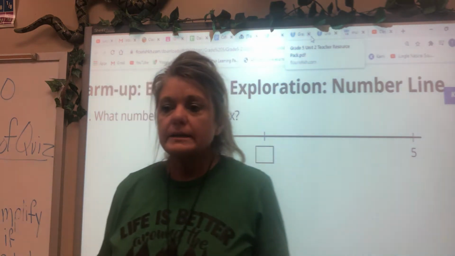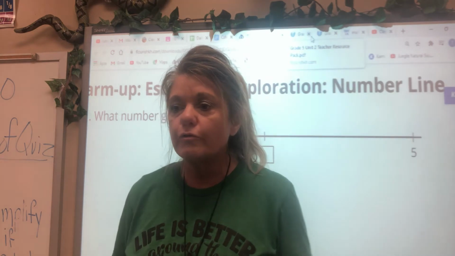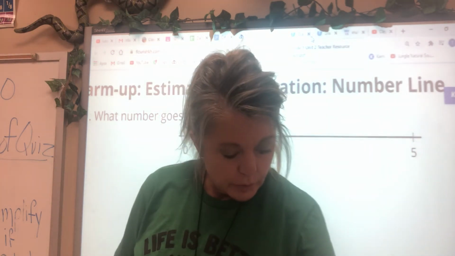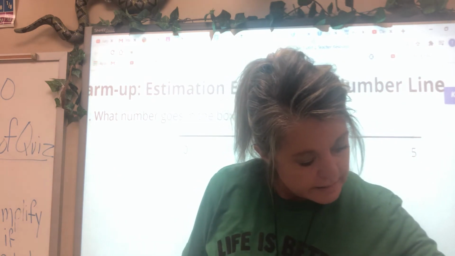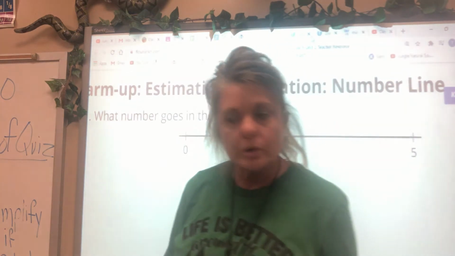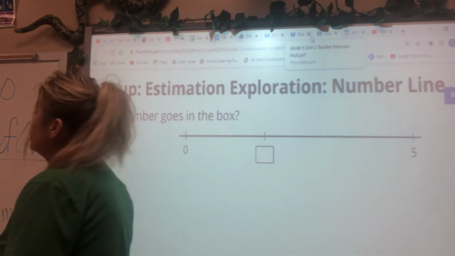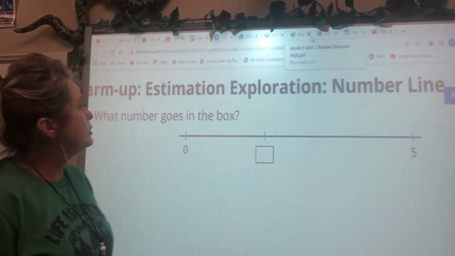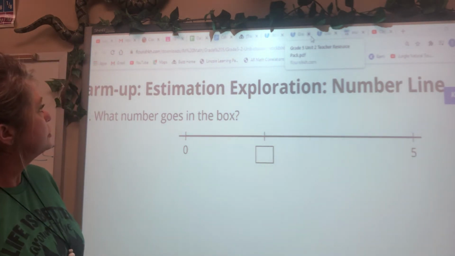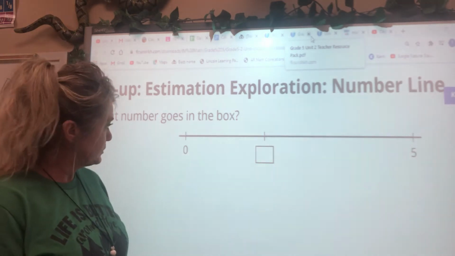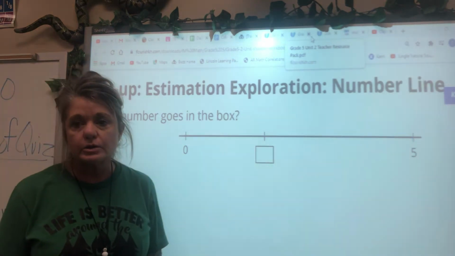But we're gonna go ahead and get started. So make sure that you are on page 104 in your workbook. I'm gonna give you just a second to get to that page, and then we're gonna just start discussing that. It should be showing you a number line, and then it's asking you to just estimate, just by looking at that number line, what do you think the number in that box could be?